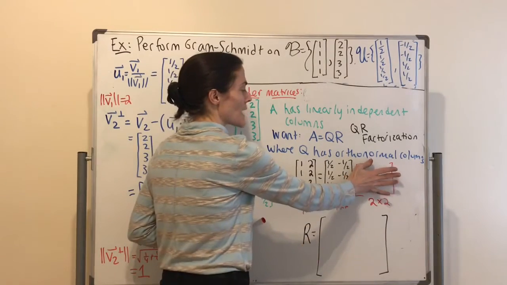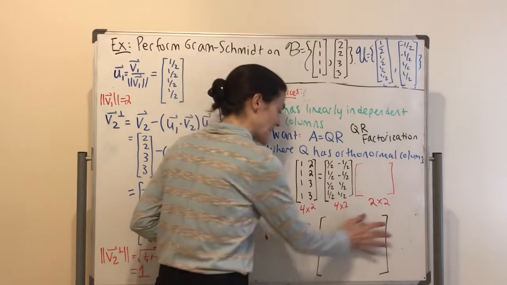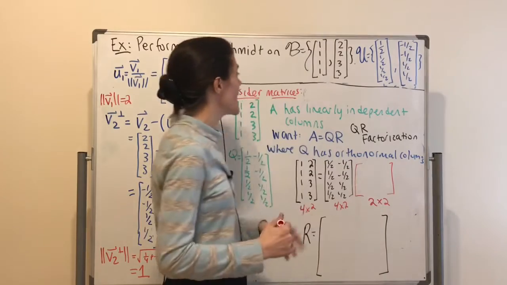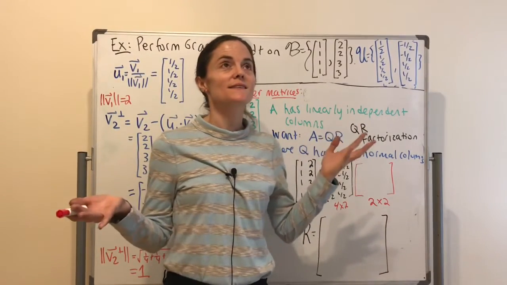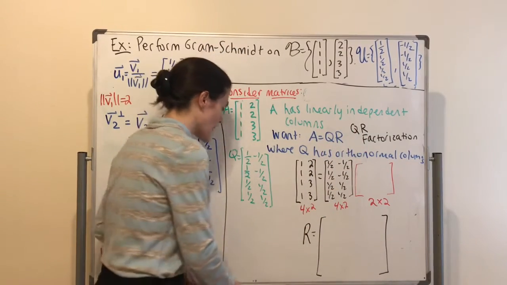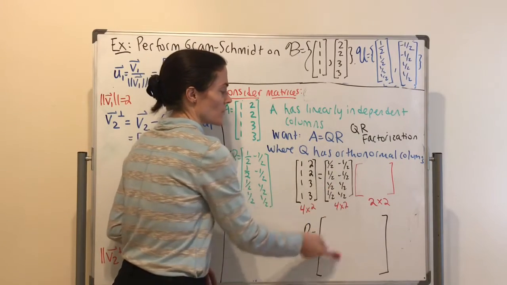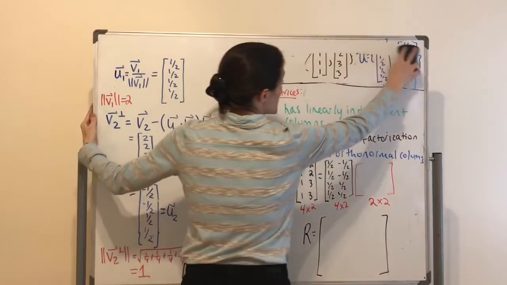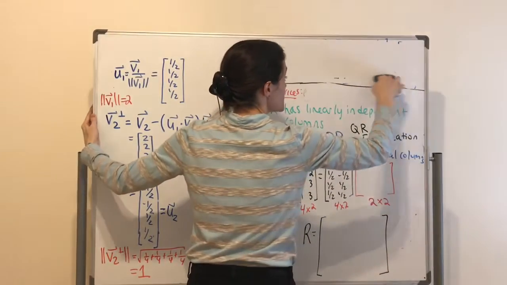So here I will write the specific one for this example, okay? And here I will write sort of the general R when you have 2 columns in A, or 2 vectors in your original basis, for example. Okay, so I'm going to talk about this, and so we will fill these in sort of at the same time. Let me erase some of this just to give myself space on the board to write.